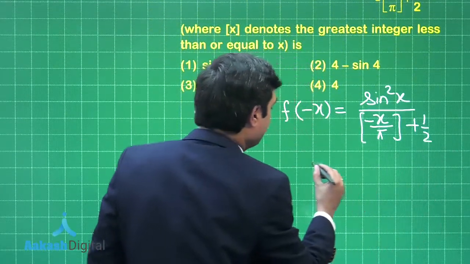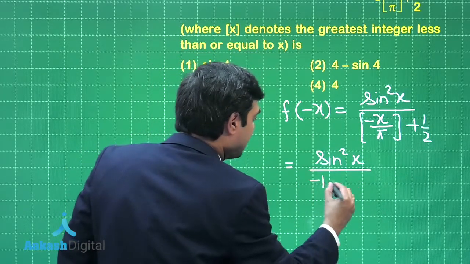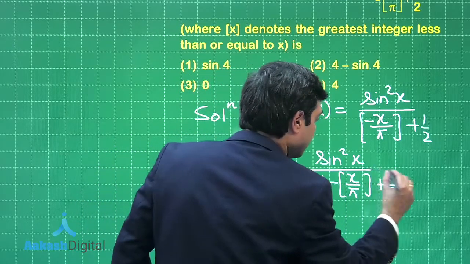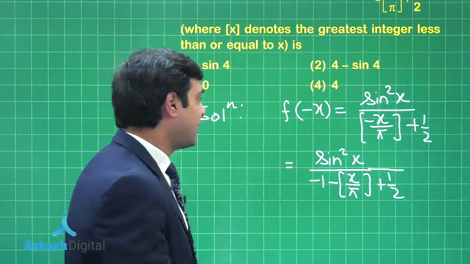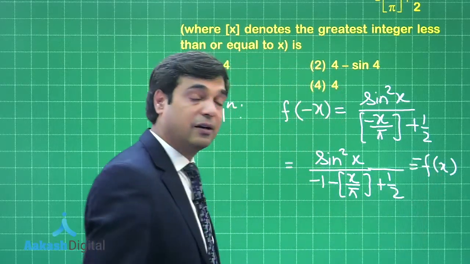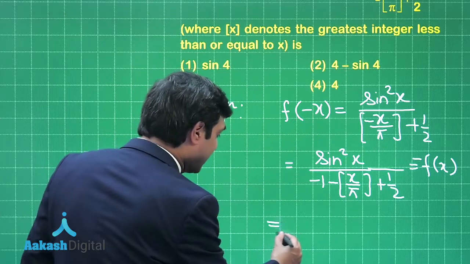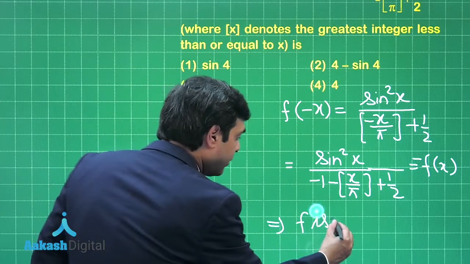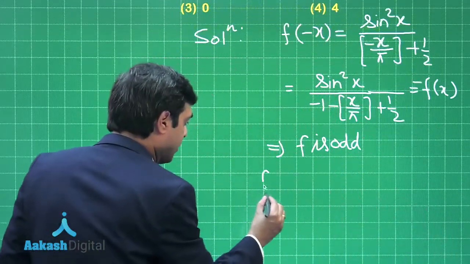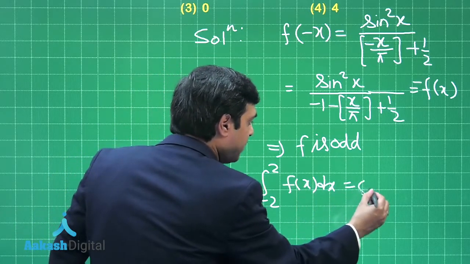So this can be further simplified as sine square x upon minus 1 minus greatest integer of x by pi plus half, right. So we can take minus sign common clearly and we can see this is equal to f(x) with a negative sign. So it is equal to minus f(x). When this is equal to minus f(x), so clearly f is odd, and when f is odd, so the integral from minus 2 to 2 of f(x) dx is simply 0.